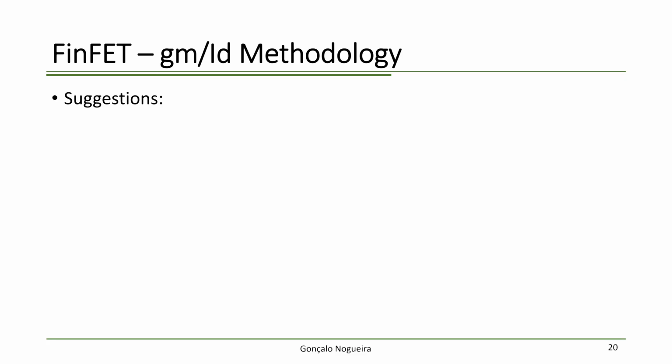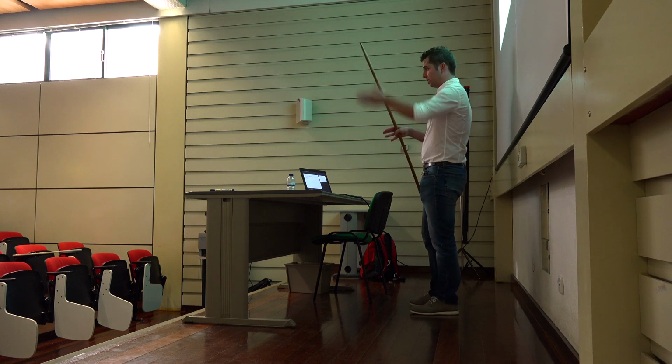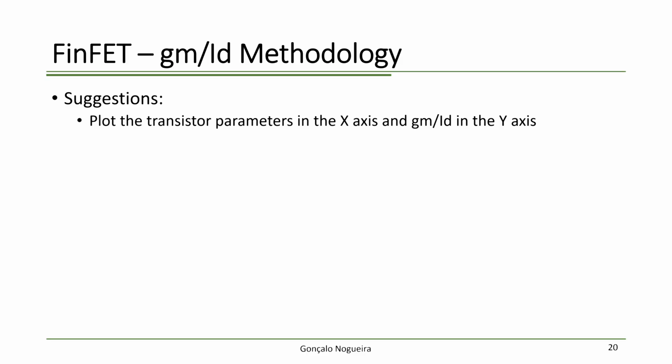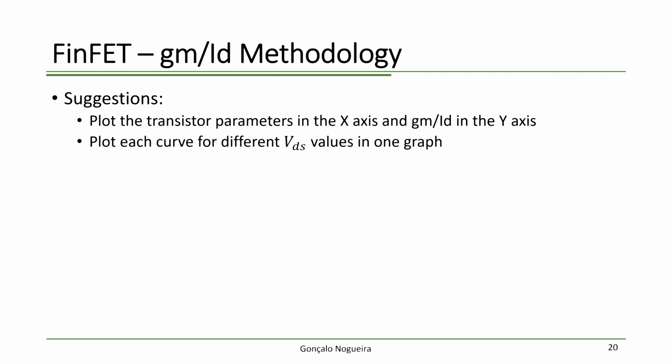So now on to the suggestions from my perspective, from what I've done. Plot the transistors in the x-axis and the gm over ID in the y-axis. I think it's better for reading the behavior of the parameters. Then plot each current for different VDS values in one graph. You can also plot for different lengths, different widths, just to check how the circuit behaves for different values.